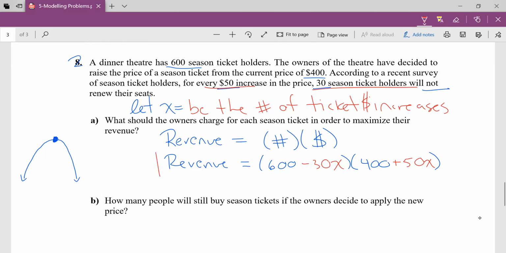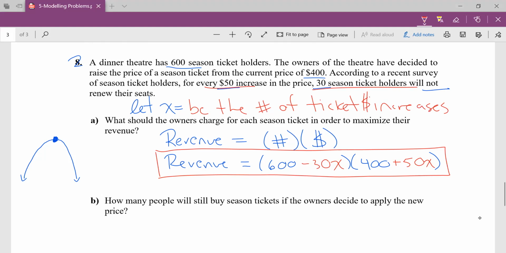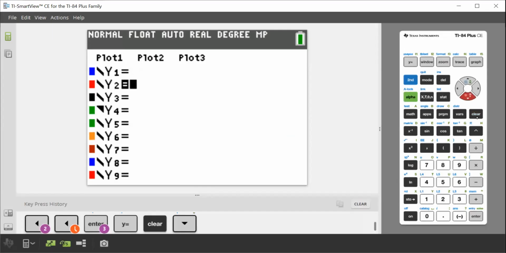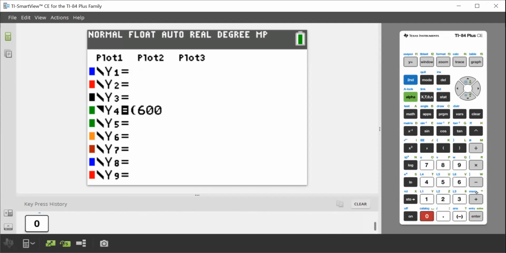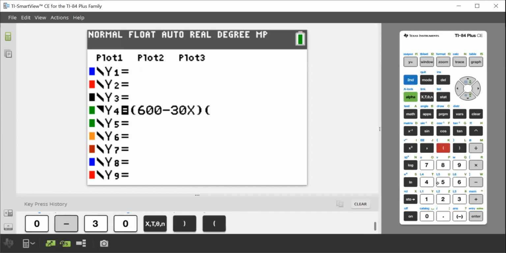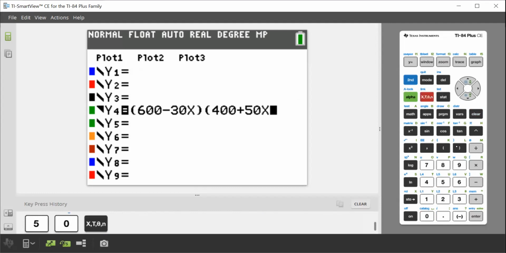So now that we've got our function right there, all we've got to do is go and graph this thing. So let's put this into here. So our new function, let's clear everything out. And for giggles, I like bright green. Okay, what do we have? We had 600 tickets minus 30x, and we had 400 plus 50x, just like that. Okay, and we go ahead and we hit graph.